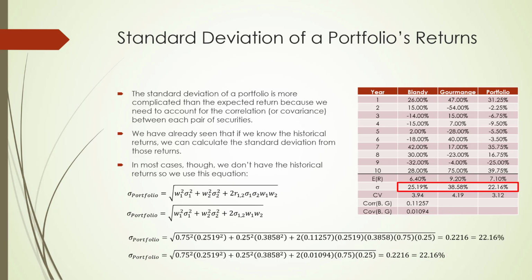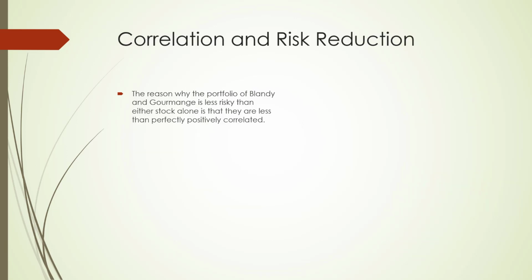Notice that the standard deviation of the portfolio is less than the standard deviation of Blandy or the standard deviation of Gormage. We talked about this in chapter 2. The reason for that is because Blandy and Gormage have a very low correlation. And more specifically, with any two stocks, if their correlation is less than +1, in other words, less than perfectly positively correlated, then you're going to get a lot of risk reduction. The lower the correlation, the more risk reduction you get, or we could say the better the risk-return trade-off will be.